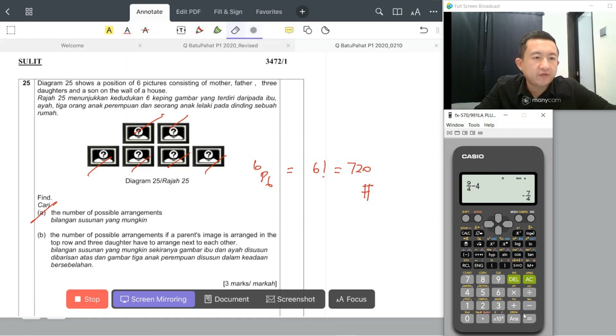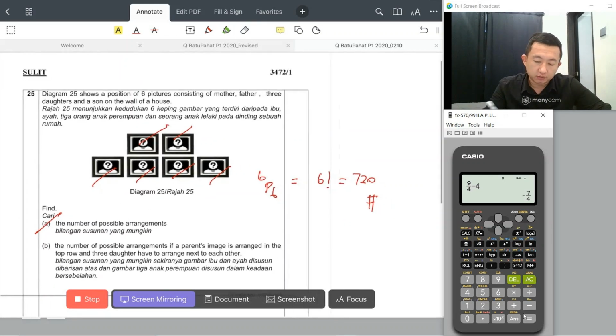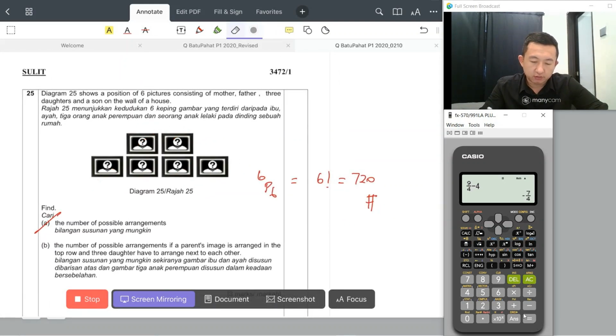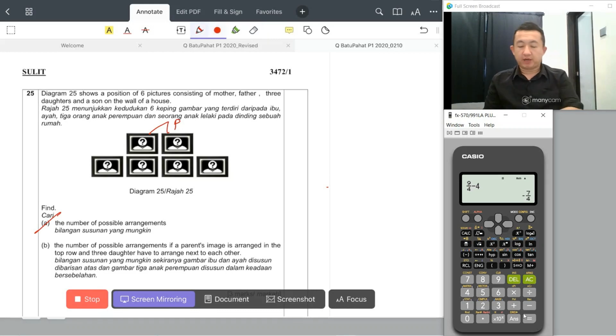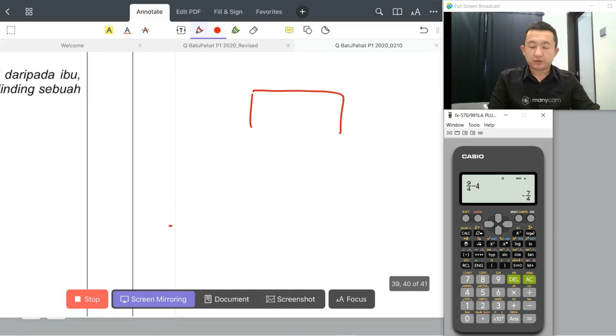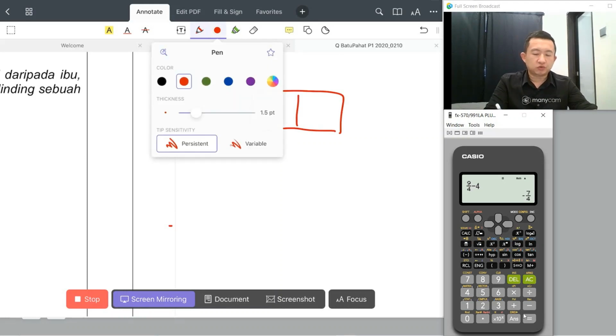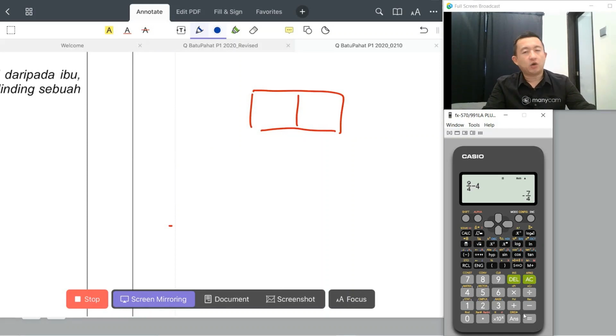Okay, now we look at 25B, the number of possible arrangements if the parents' images are arranged in the top row. So these two slots are for parents. And the 3 daughters have to be arranged next to each other. Okay, we look at it part by part. Now we look at the top part first. As we know, there are only 2 slots, and these 2 slots are for the parents, father or mother.